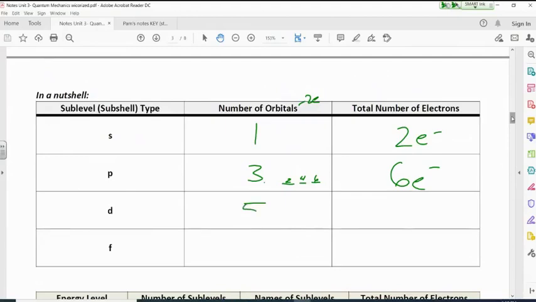The D block has 5 ways that I can turn that double peanut shape. So if I have 2, 4, 6, 8, 10, so 2 in each one, that means that it can hold 10 electrons. And then lastly, the F block has 7 orbitals, so 7 ways I can turn that fancy shape around, and each of those orbitals can hold 2, so 7 times 2 is 14 electrons. So that's how the breakdown goes with our sublevels and how many electrons each can hold.